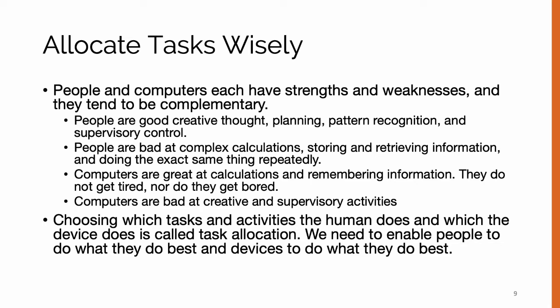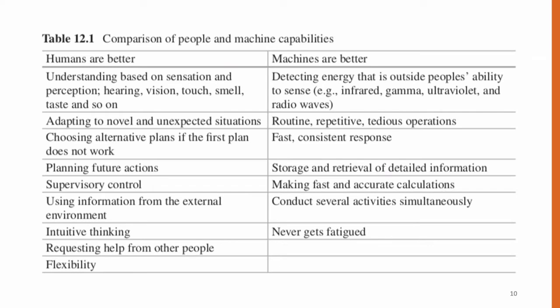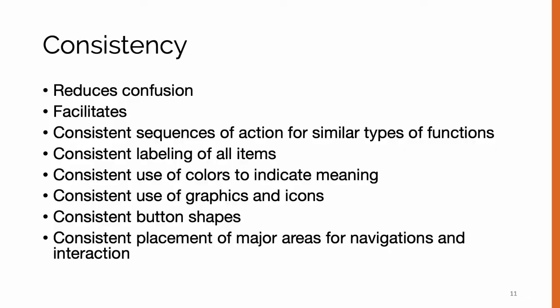So it's really important to choose which tasks and activities your user is going to do and which ones the computer is going to do. And that really takes some thinking and planning. So here's just a quick example from the book. Humans tend to be better at understanding based on sensation and perception, adapting to novel conditions, choosing alternate plans, all of those kinds of things.